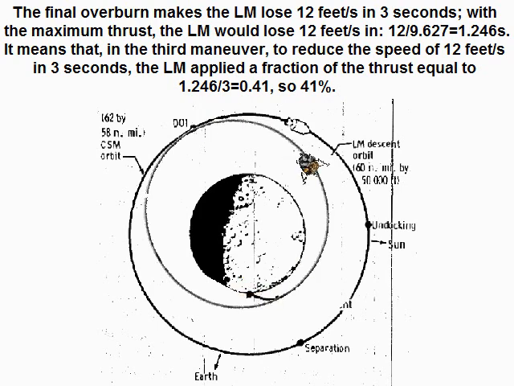The final overburn makes the LM lose 12 feet per second in 3 seconds. With a maximum thrust, the LM would lose 12 feet per second in 12 divided by 9.627 equals 1.246 seconds. It means that in the third maneuver, to reduce the speed of 12 feet per second in 3 seconds, the LM applied a fraction of the thrust equal to 1.246 divided by 3 equals 0.41, so 41%.